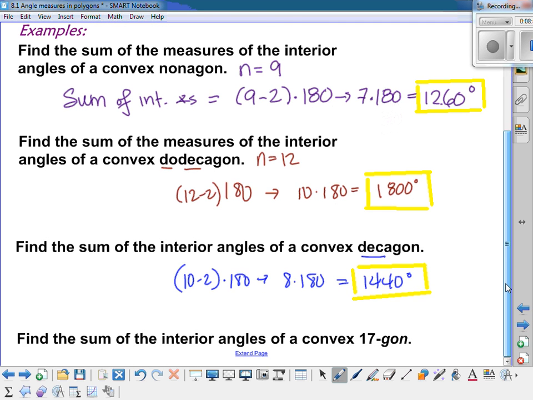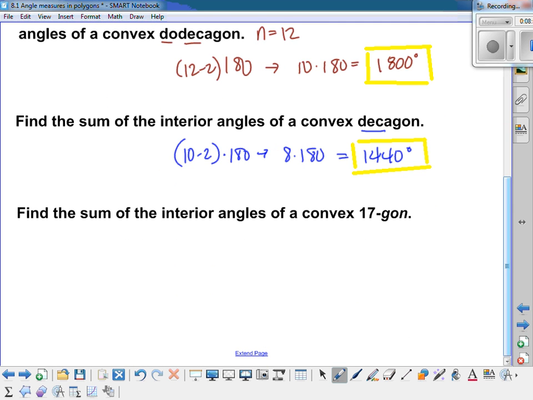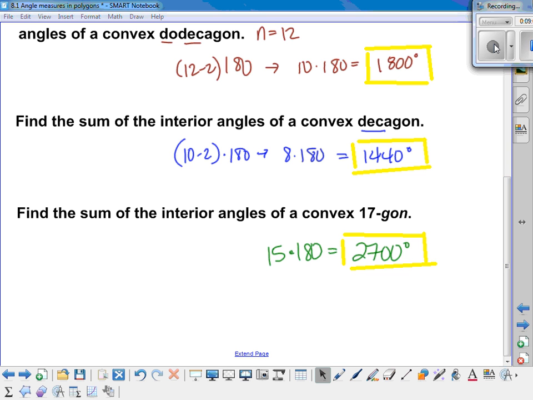I've got one more for you to try on your own. Find the sum of the interior angles of a convex 17-gon. Pause the video now. Okay, you would have done 15 times 180, and you should have gotten 2,700 degrees.